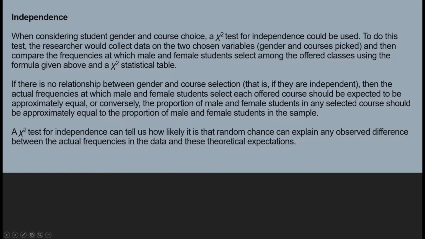An x-squared test for independence can tell us how likely it is that random chance can explain any observed differences between the actual frequencies in the data and these theoretical expectations.